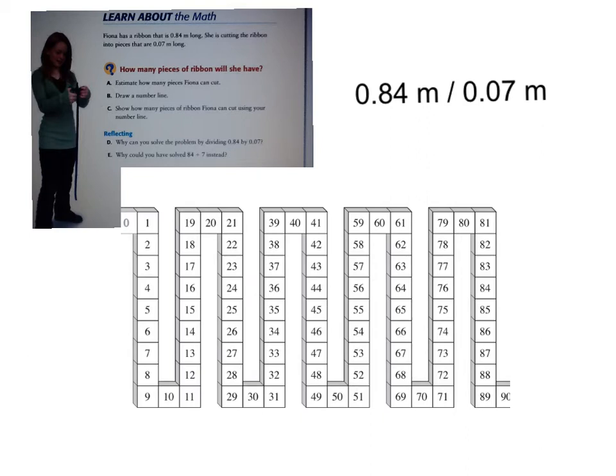So those are like less than 1/10 of a meter. So we'd expect quite a few pieces. So right away, I shouldn't be expecting a teeny tiny answer. I should be expecting an answer that's more than one, and probably quite a few. I just brought in this graphic, and we'll pretend that it's a ribbon, even though it doesn't look like a ribbon. So this is Fiona's ribbon, and she has 0.84 meters.